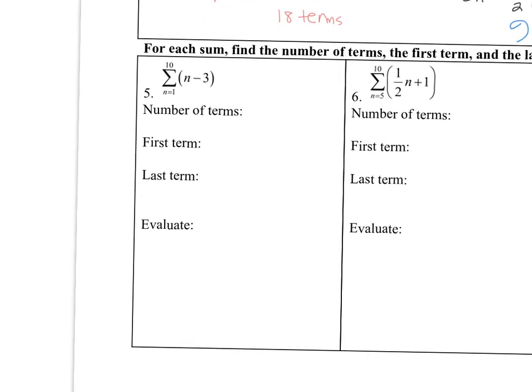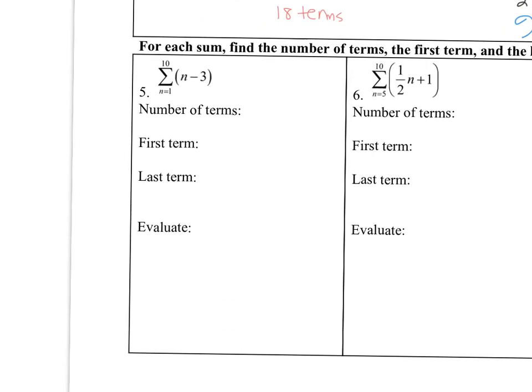Okay, then down here, for each sum, find the number of terms, the first term, the last term, and evaluate. So the number of terms is 10 minus 1 plus 1, which is 10. The first term is plug in 1, so 1 minus 3 is negative 2. The last term is plug in 10, so 10 minus 3 is 7. And to evaluate, I'm going to use the formula for the sum of a finite arithmetic sequence. So that is the number of terms divided by 2 times the quantity, the first term plus the last term. So this is going to be 5 times 5, which is 25.